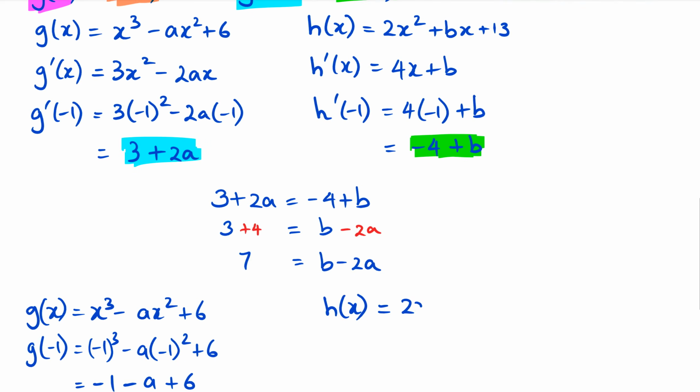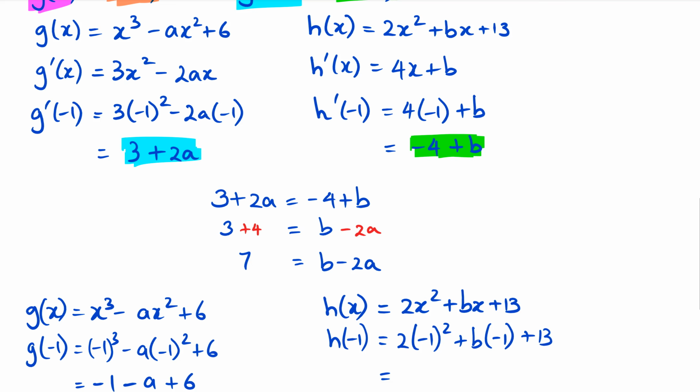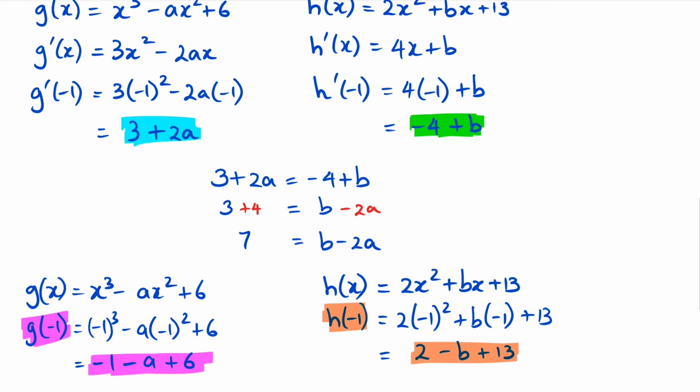H of x is equal to 2x squared plus bx plus 13, which means h of negative 1 equals 2 times negative 1 squared plus b times negative 1 plus 13, which means h of negative 1 is now equal to 2 minus b plus 13. So because we said that g of negative 1 is equal to h of negative 1, we can then say that this 2 minus b plus 13 should equal negative 1 minus a plus 6.